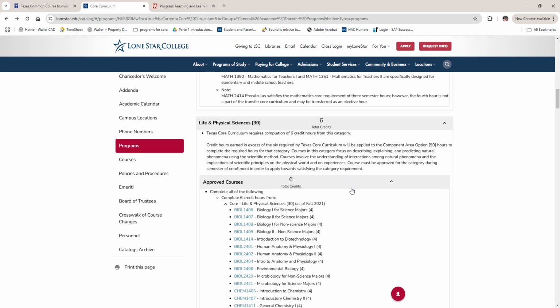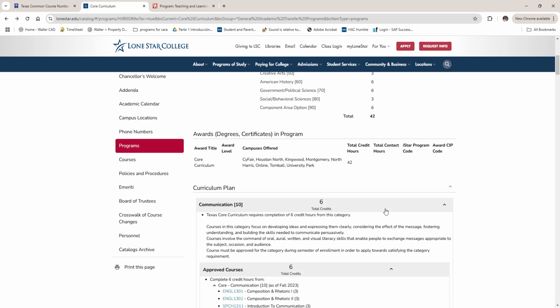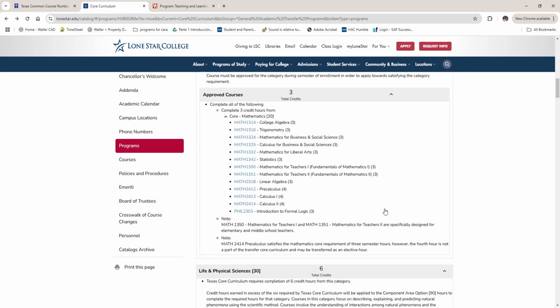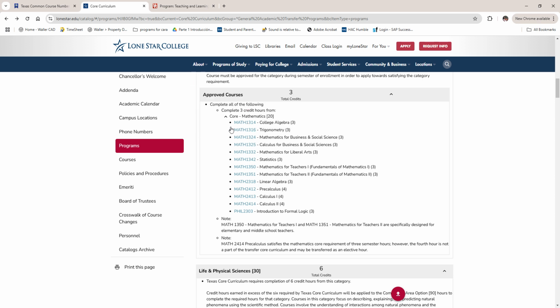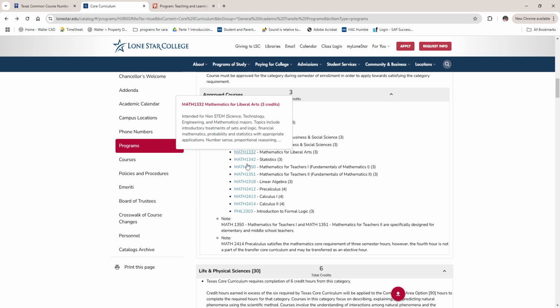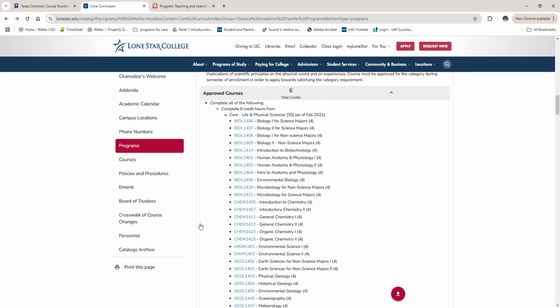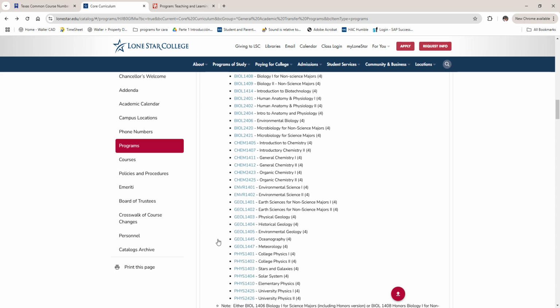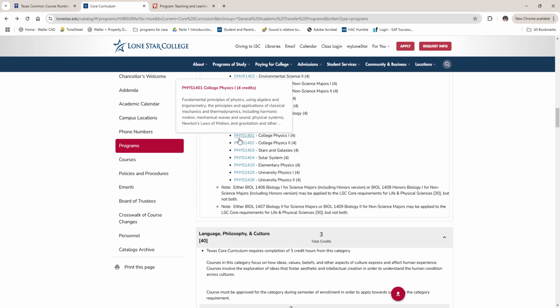Okay, so I'm on Lone Star College's website and I'm looking at the core curriculum requirements. Anytime you look at a plan or in the catalog, you'll notice that every class has two components. It has a prefix that is letters, and then it has some numbers afterwards. The letters can be MATH, or sometimes BIOL, which stands for biology, CHEM stands for chemistry, and so forth. So every class name has a combination of letters and numbers.